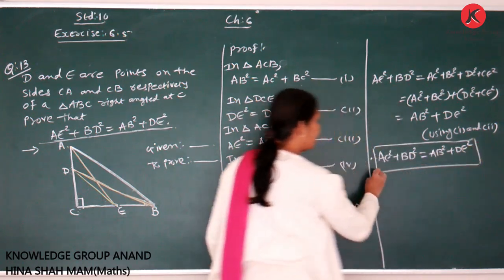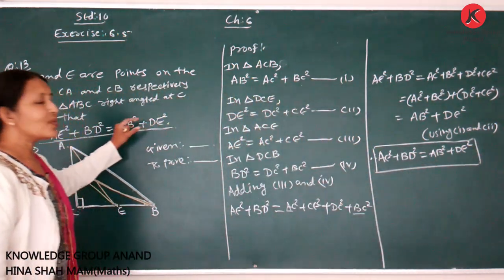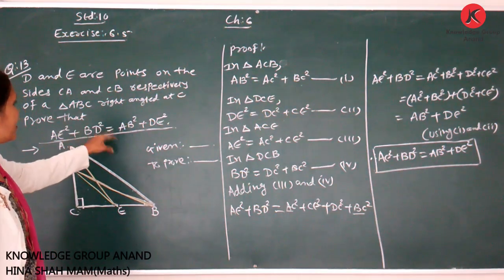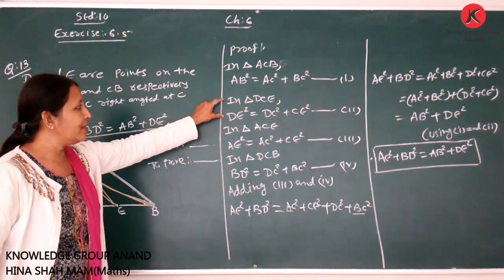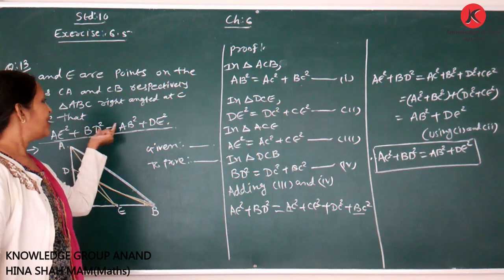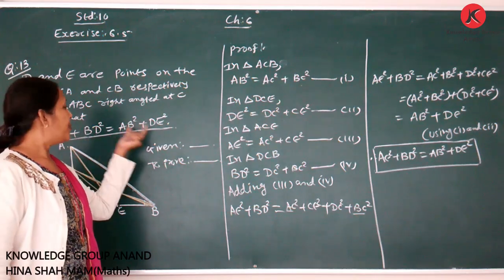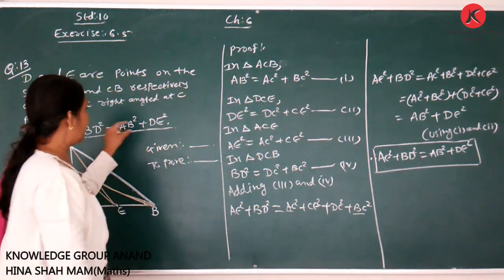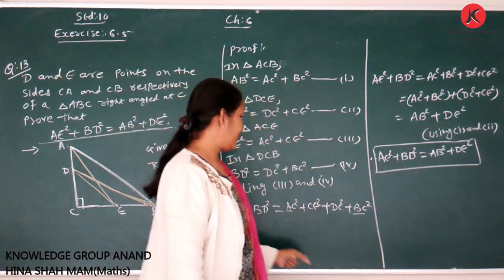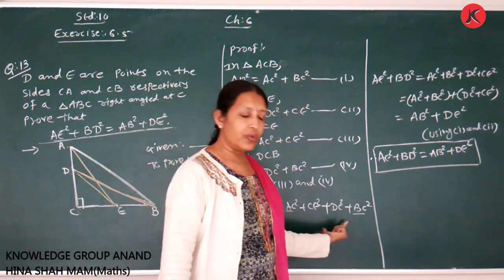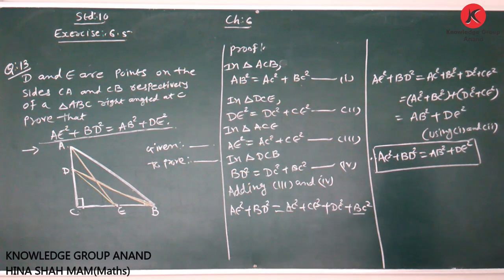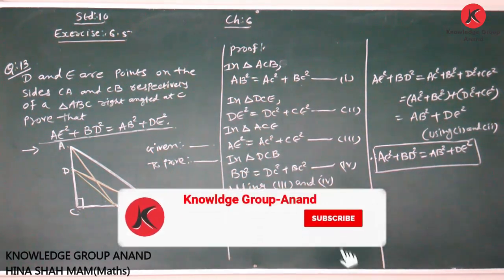So easy theorem, it is so easy. Taking 4 right triangles and 4 results, adding 1 and 2, we get the right side. Suppose we add 3 and 4, then we get the left side, AE square plus BD square. Adding these two results and arranging these terms. Now question number 13 is completed here.